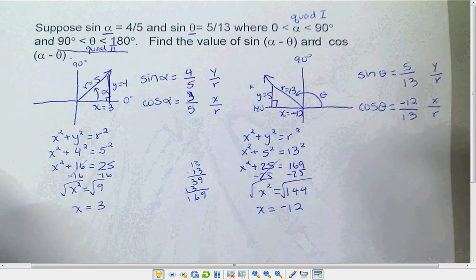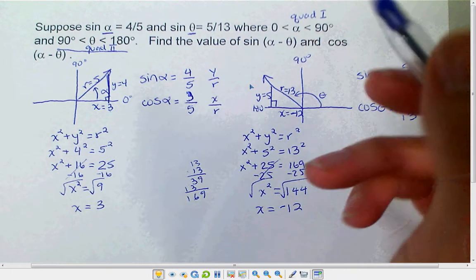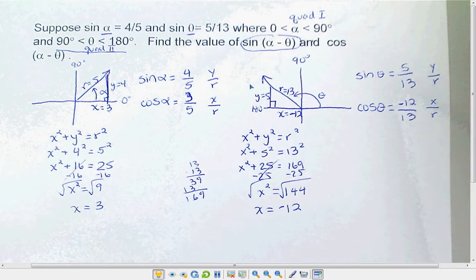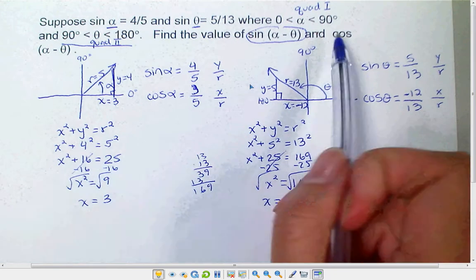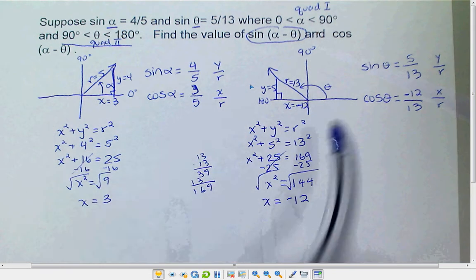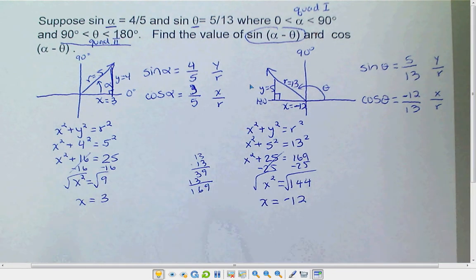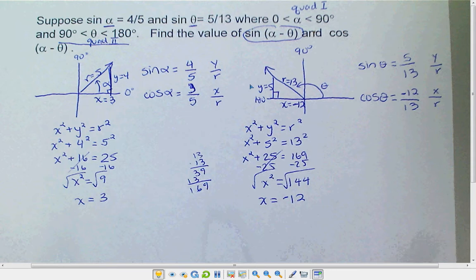Now we're going to use this information to find sine of alpha minus theta and then cosine of alpha minus theta. So far this stuff was all from a previous unit. Now we're going to add on what we learned from this unit.